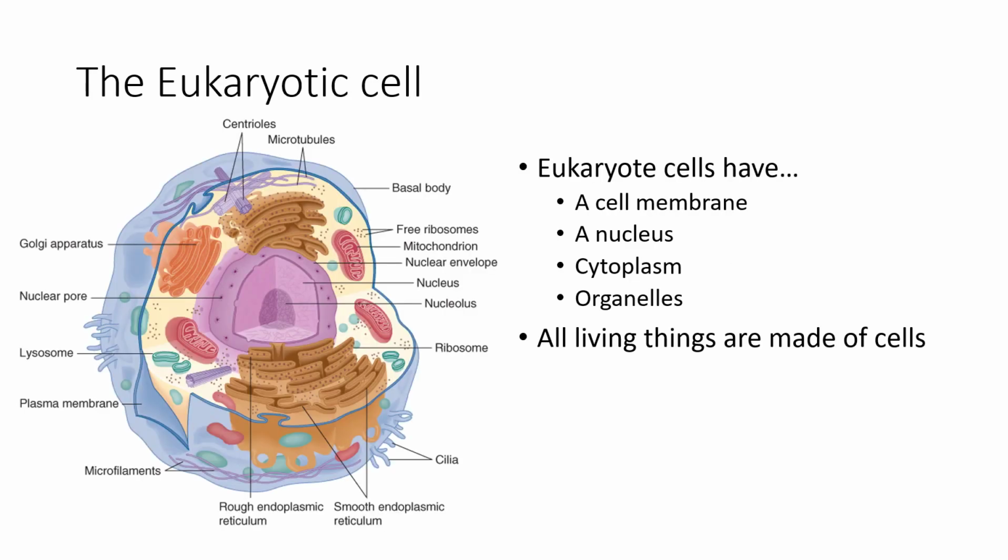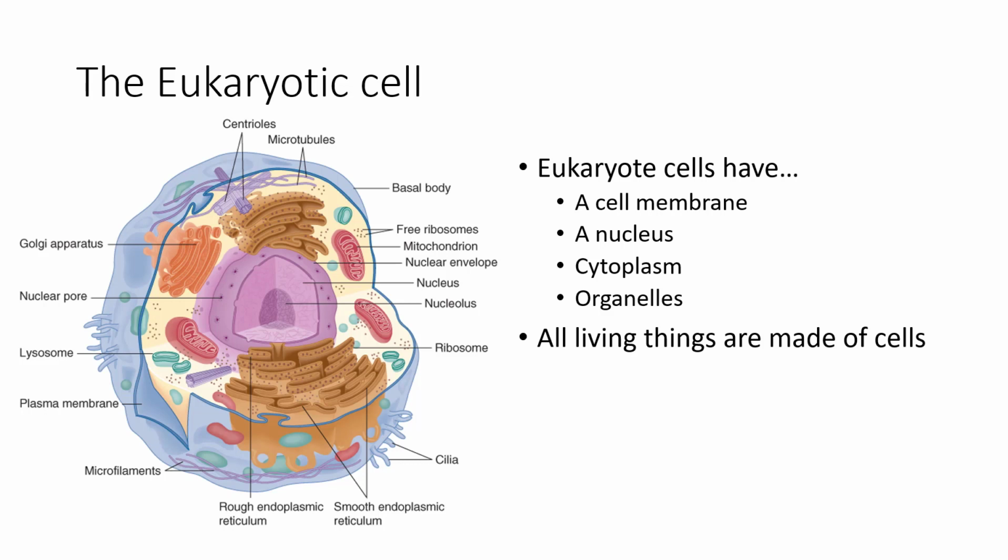We're going to be starting a unit on cells and their components with this lecture. So first, we're talking about eukaryotic cells. Now, eukaryotic cells are what make up all humans and other mammals. Eukaryotic cells have a cell membrane, a nucleus, a cytoplasm, and organelles. This is in contrast to prokaryotic cells, which make up bacteria.